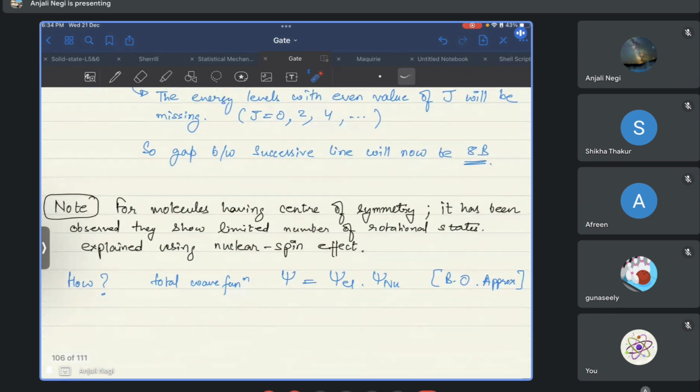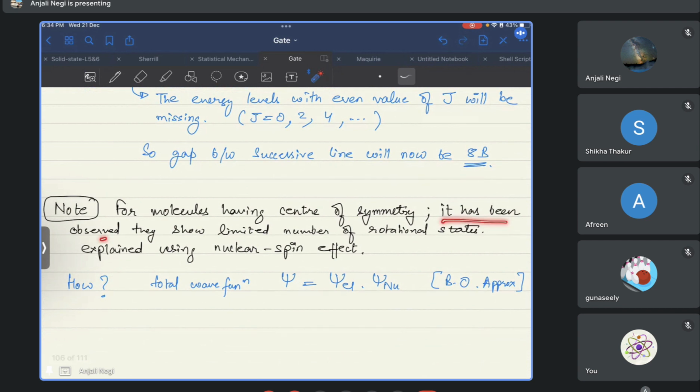For molecules having a center of symmetry, it has been observed that they show a limited number of rotational states. What we mean by the statement that they show a limited number of rotational states is that some of the lines corresponding to J values are actually missing. This was explained using the nuclear spin effect, which you can understand in detail if you want to. I will attach the link. So there is a whole understanding of the nuclear spin effect you can go through.